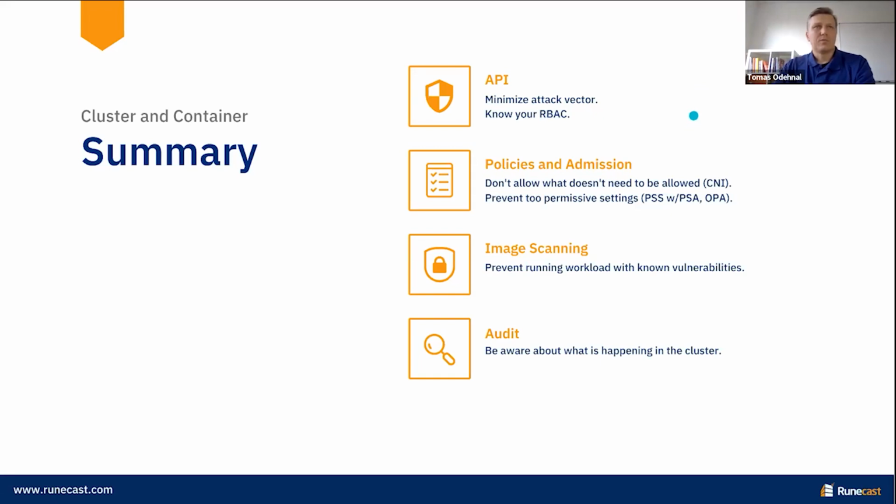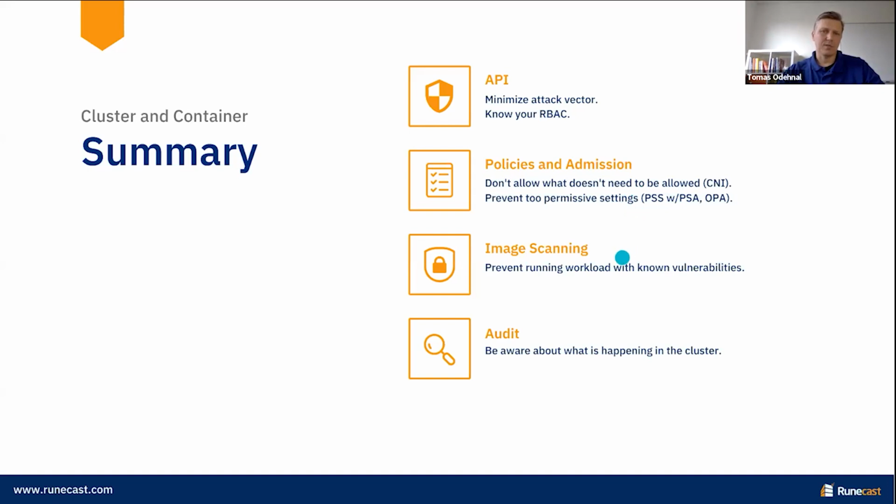We went through a number of points. You should be securing your API and minimizing the attack vector. You should limit who can access the API from all sides, so outside and inside of the cluster. You should know how RBAC works, and you should limit it as much as possible, so not give more permissions than needed. You can use policies and admission controllers to limit communication in the cluster, and to limit what the pods can do in the cluster.